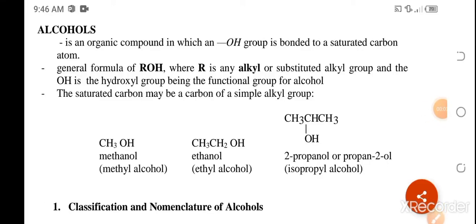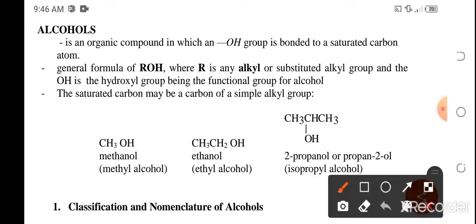Alcohols are organic compounds into which a hydroxyl group has been introduced. The hydroxyl group serves as the functional group for all alcohols. The general formula for alcohol is ROH, wherein R represents the series of carbon atoms, or more likely the alkyl group.